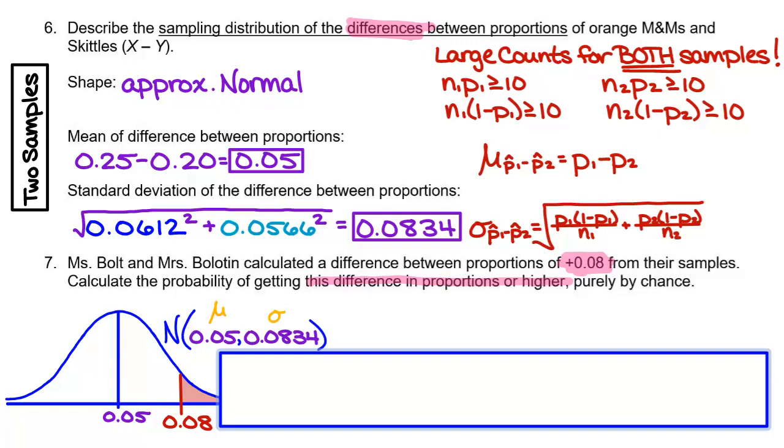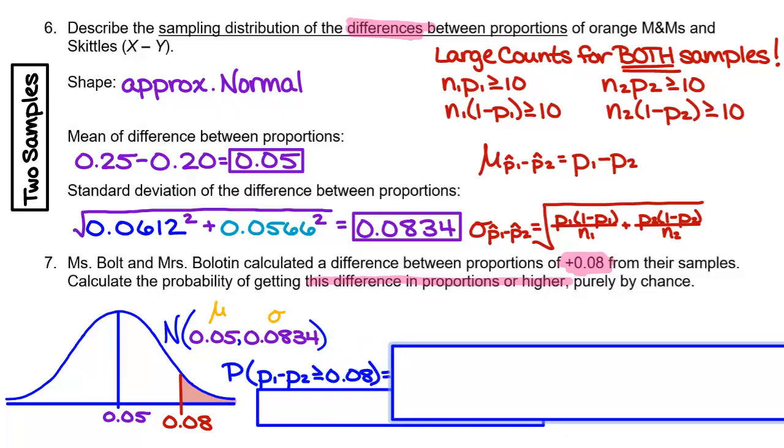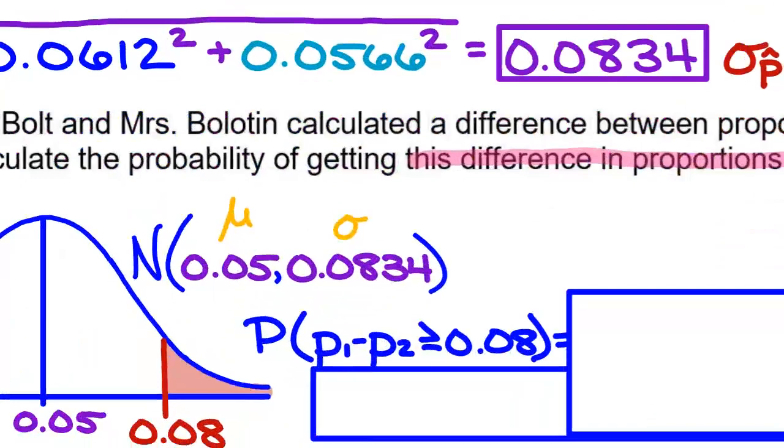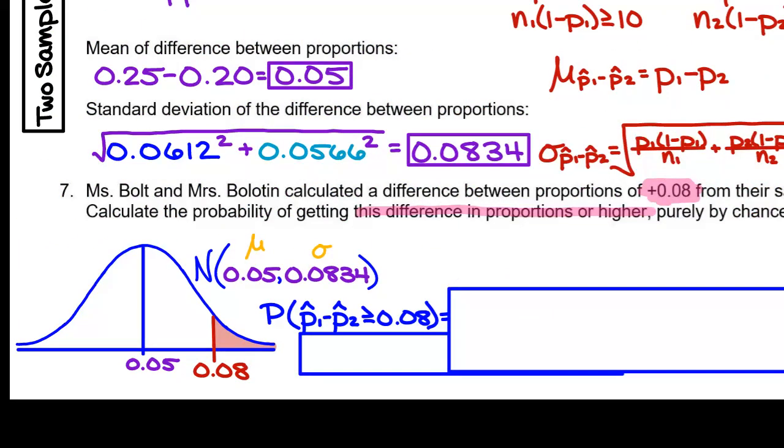You as well. When we go to do a normal CDF, we need to write probability notation. My probability notation starts with what capital letter? P. Big capital letter P for probability, and then parentheses. And then it would be the probability that P hat 1 minus P hat 2 is greater than or equal to 0.08.